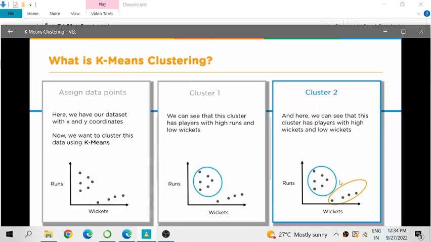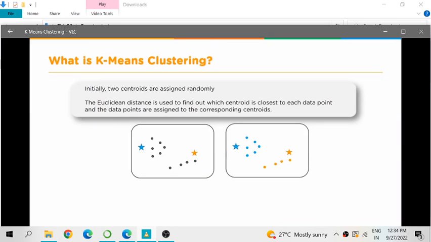Right, and initially we'll start by finding two centroids. We randomly choose two centroids, and it's not mandatory that we choose the points from among our data set.